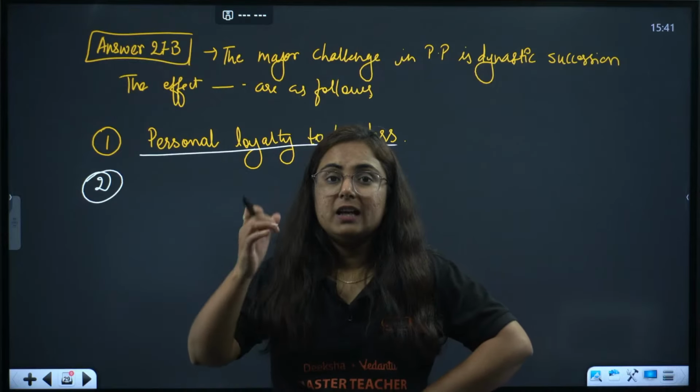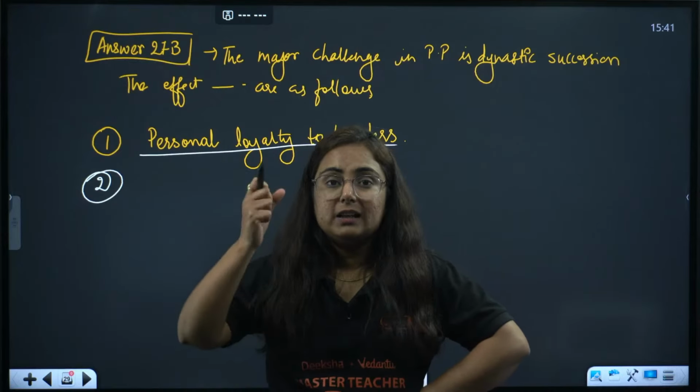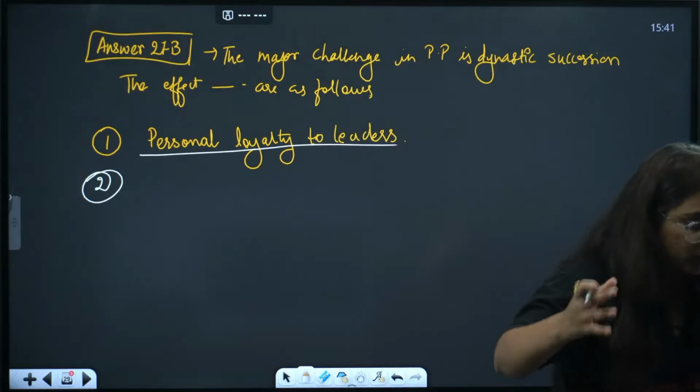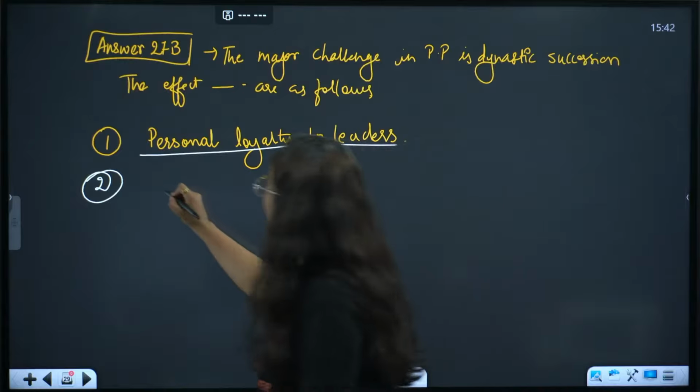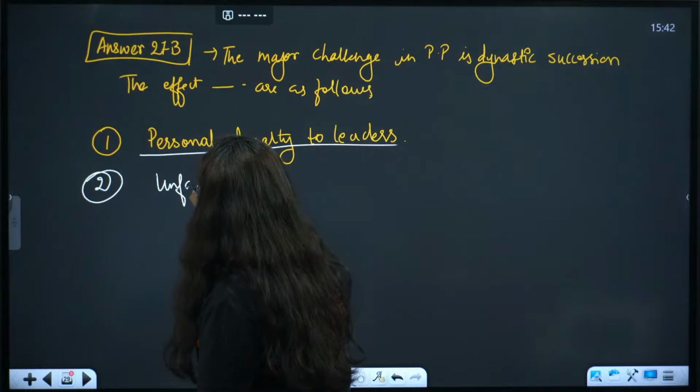But are they effective enough? No. Why is this happening? The members are showing personal loyalty. Okay, there are unfair advantages to the leader. Unfair advantage is provided to the leader whether he or she is working according to the demands of the people or not. Still, unfair advantage is given.